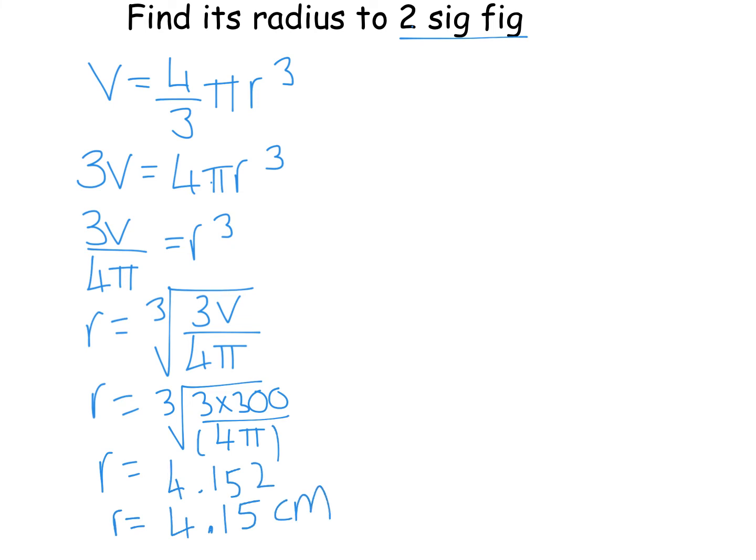Okay, now do you know what, if you're really unsure in an exam, what could you do to check that? You could always plug your numbers back in, plug in your 4.15 cubed and check that it does come back to roughly the answer of 300. Now I'm going to show you another way that might be a wee bit simpler.